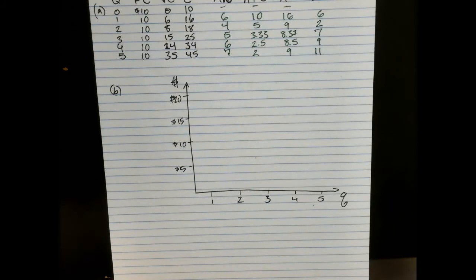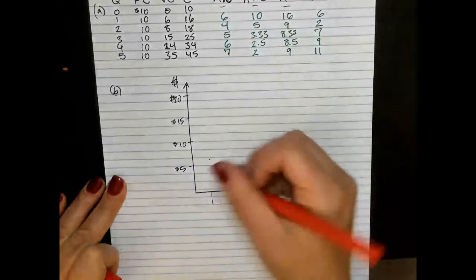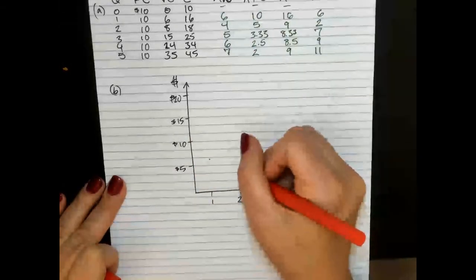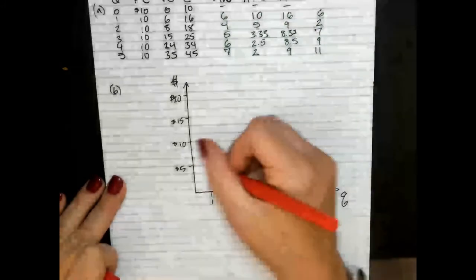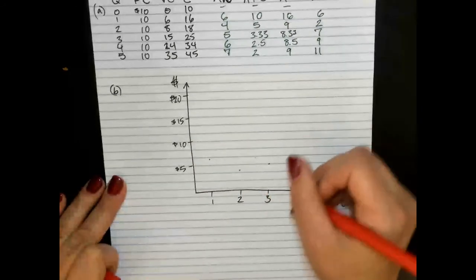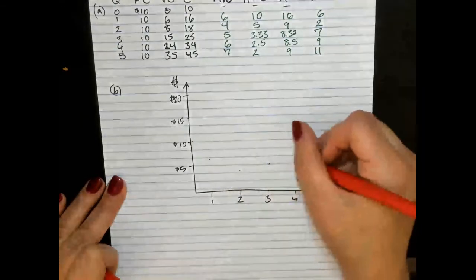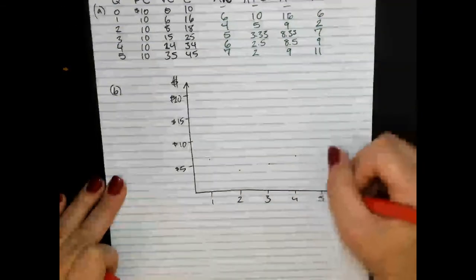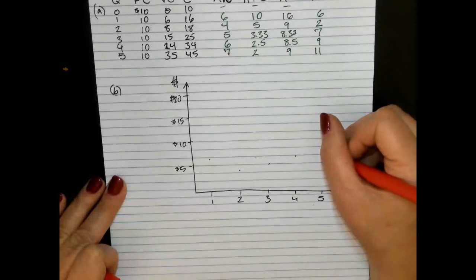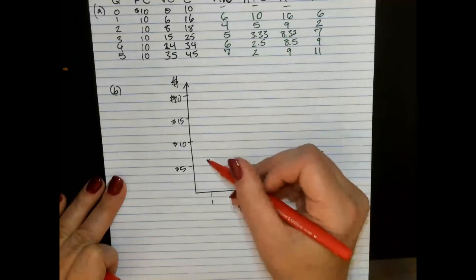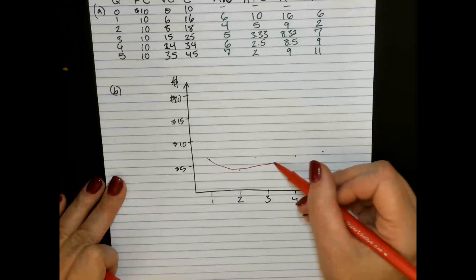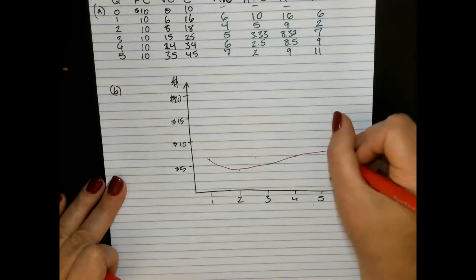So average variable cost is going to be starting out at the first unit at $6. Second unit is $4. Third unit is $5. Fourth unit is $6 again. And then the fifth unit is $7. So our average variable cost curve looks like that.